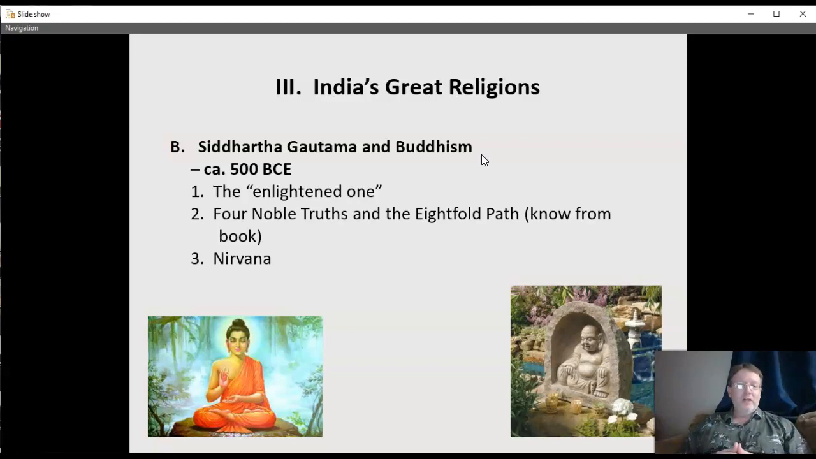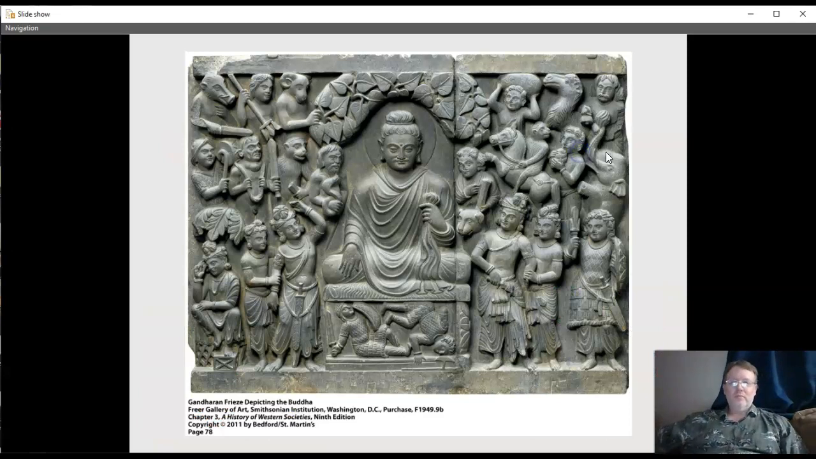Very appealing to lots and lots of people. However, it really, really angered the Brahmin priests and the upper castes. This is an image here of Buddha sitting, and if we were in class, I'd take 5 or 10 minutes and talk about this. We don't have time, so we'll just look at some things.